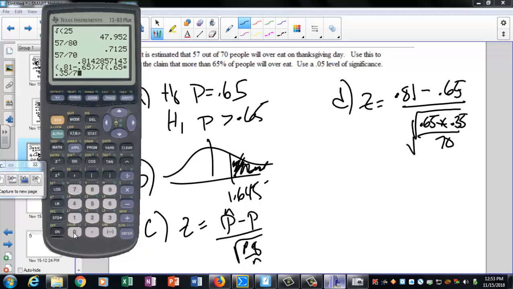Divide by 70. I know some of your calculators are a little bit different than that, and the cursor sits up underneath the square root. You type it all in at once. Just type it in the way you see it. 0.65 times 0.35 divided by 70. Hit enter. You get 2.81.